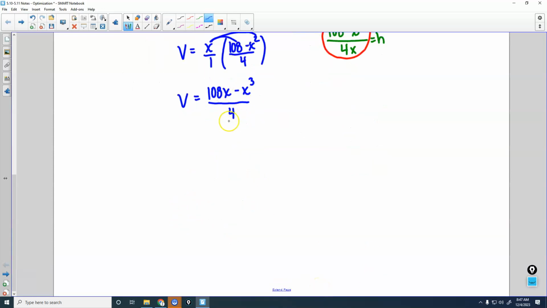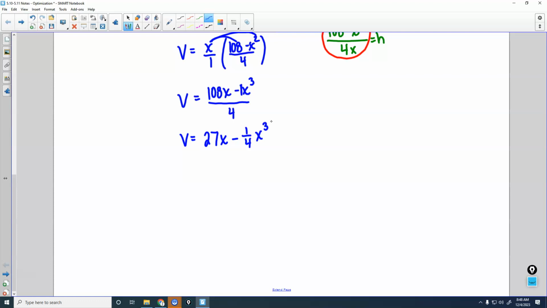And then this is just divided by 4. So you can just divide both of those by 4. And 108 divided by 4 is going to be 27x. And then there's a 1 right here with that x to the third, so I could write it minus 1/4 x to the third. So we've gone from something that would have to be product rule and quotient rule to now this just is the power rule that we have here.